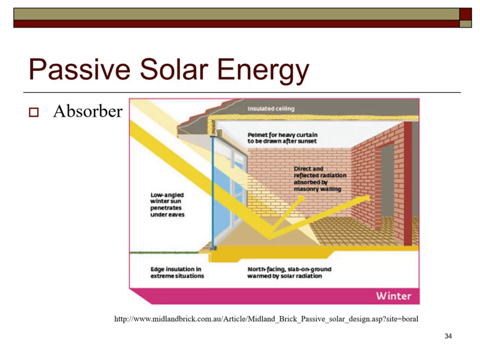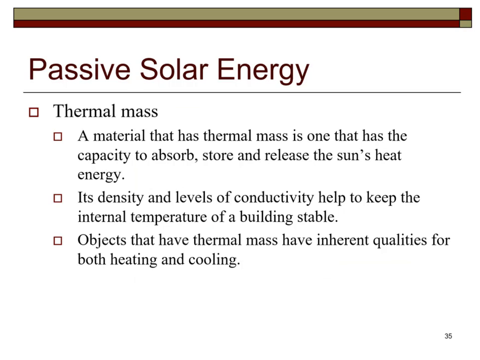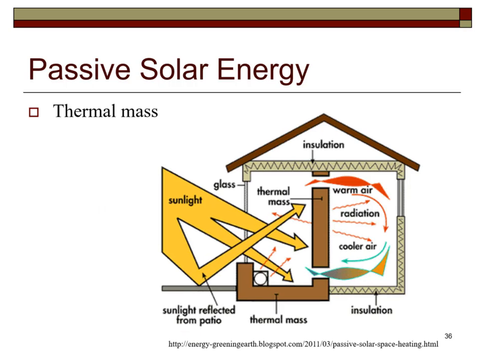The absorber, as shown here, collects and stores the solar radiation. Absorbers have a high thermal mass. Thermal mass is a material that has the capacity to absorb, store, and release the sun's heat energy. Its density and levels of conductivity help to keep the internal temperature of a building stable. Objects that have thermal mass have inherent qualities for both heating and cooling. This shows how a particular thermal mass can work, storing the energy and then releasing it.